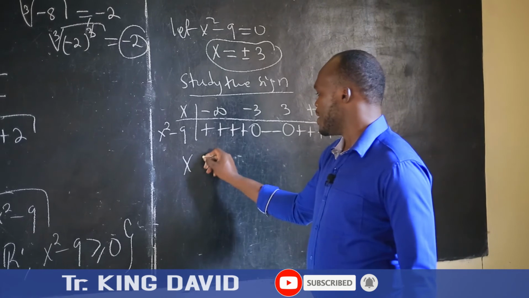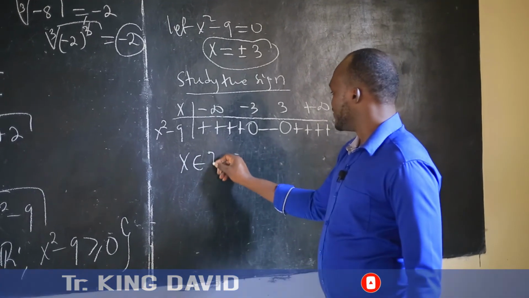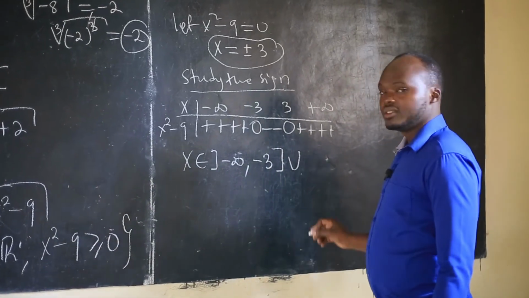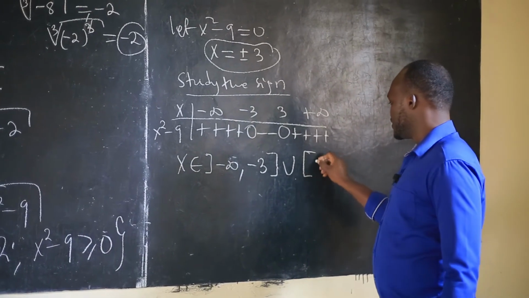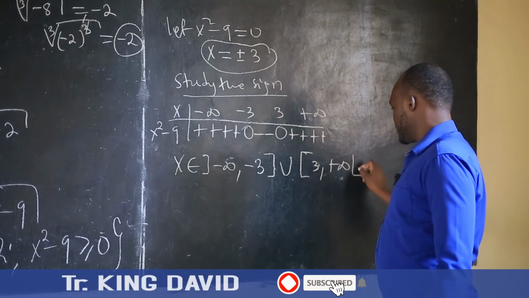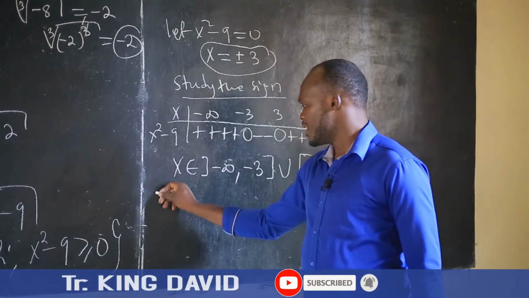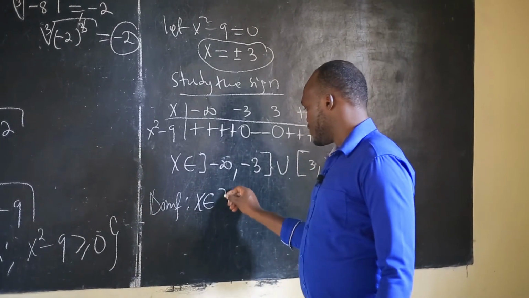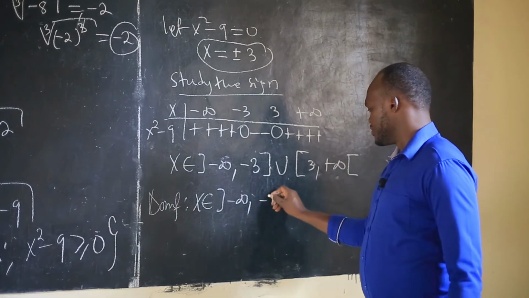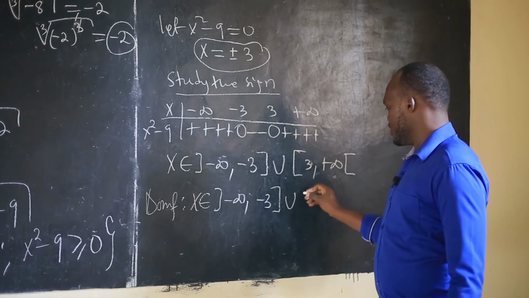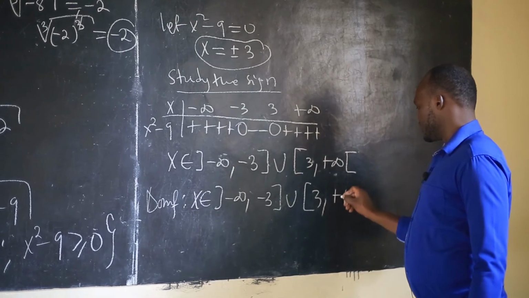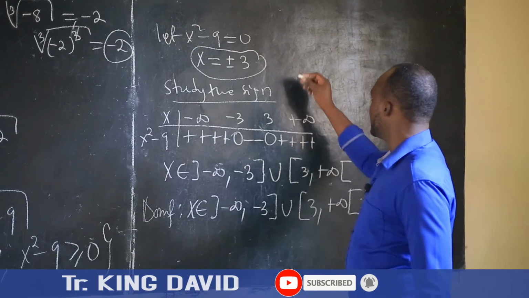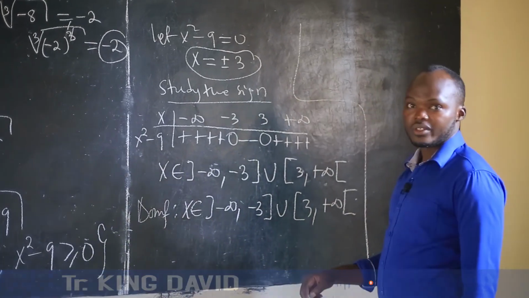So our x will be a member of the interval from -infinity to -3 included, union from 3 included to +infinity. So that's the domain. Our dom f says that x is a member of the interval from -infinity to -3 included, union from 3 to +infinity. So that is our domain of definition. I hope you don't have any question from there.